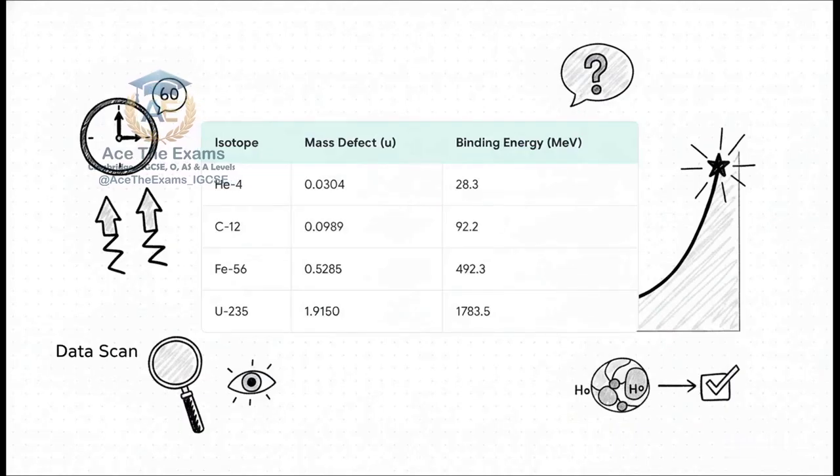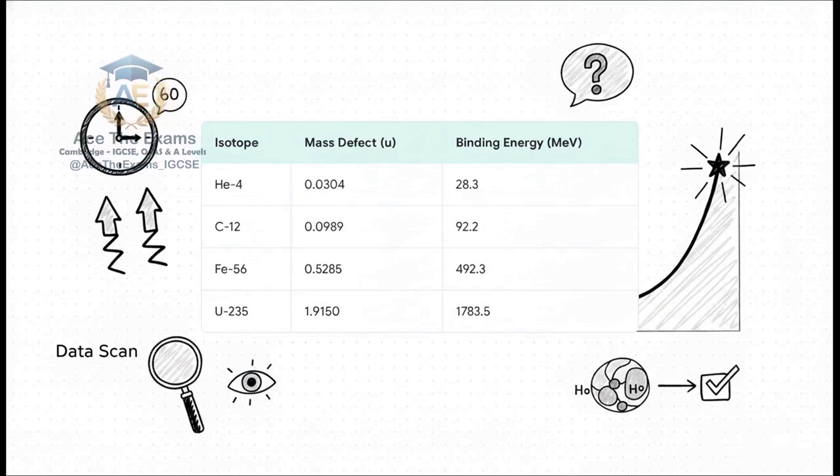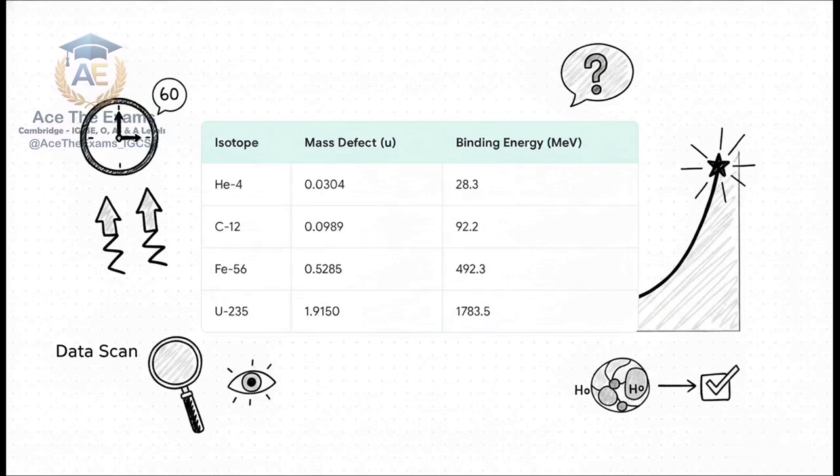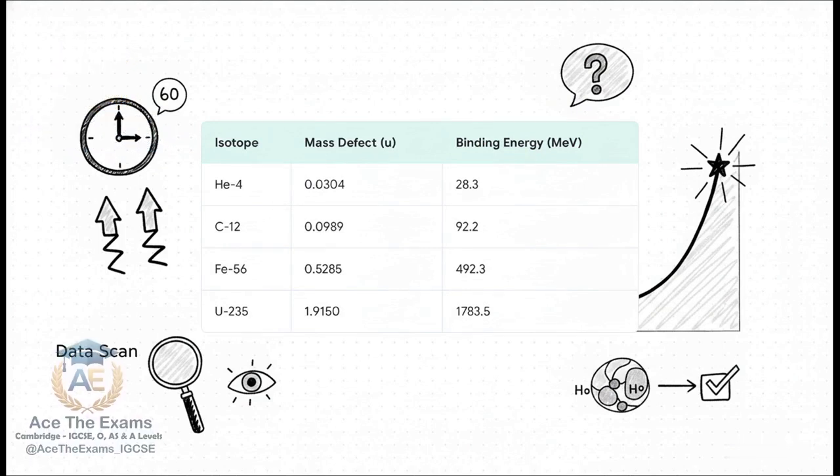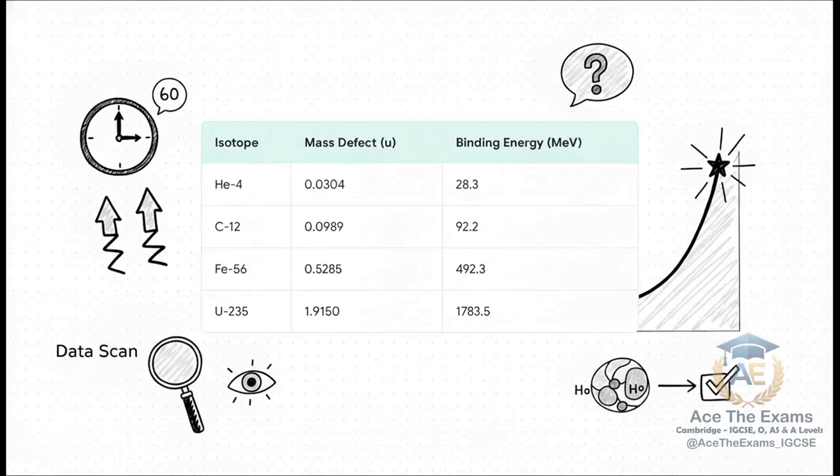Okay, welcome to your first interactive workshop challenge of this explainer. I want you to imagine you are sitting in that dead silent exam hall. You have exactly 60 seconds for a data scan of this table showing values for mass defect and binding energy. Go. What is the core trend here?